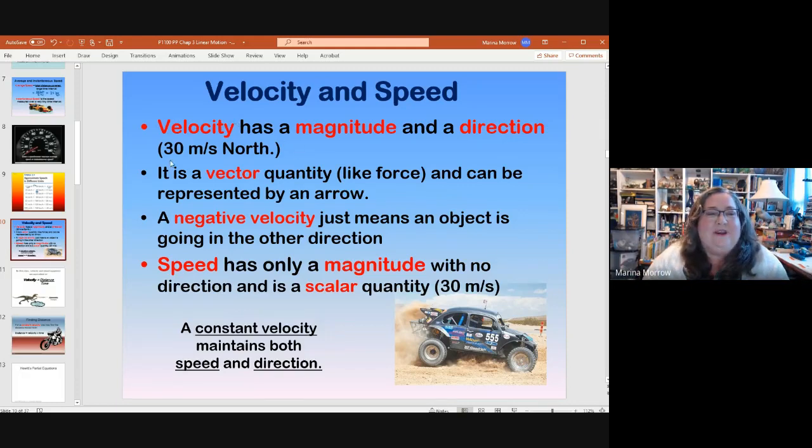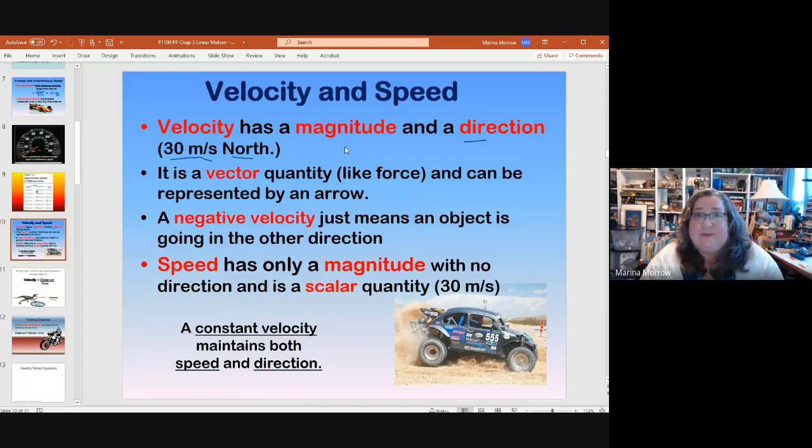Anyway, when you see something like 30 meters per second, that's the magnitude. That's how strong it is, what the value of it is. And then the direction would be something like north or south or east or west. Something to indicate the direction, X, Y, Z, or at an angle of 45 degrees. So anyway, something to indicate the direction.